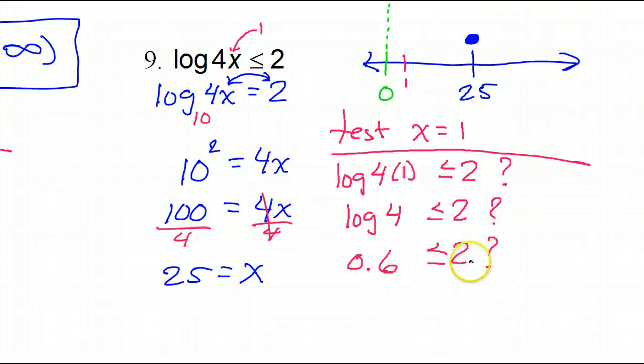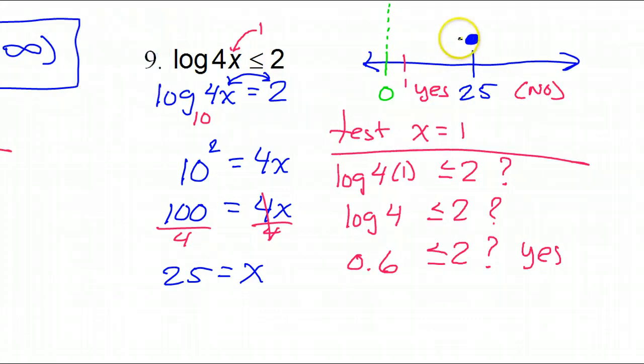Okay, is that less than or equal to 2? Yes, it is. So that means this is the yes side, and this is the no side. This is where all the solutions will be. So my solutions are going to the left, but they do not go to negative infinity. They have to stop at the asymptote, and they don't quite reach it, so I make it an open circle, and they definitely don't go past it. So here's my graph.